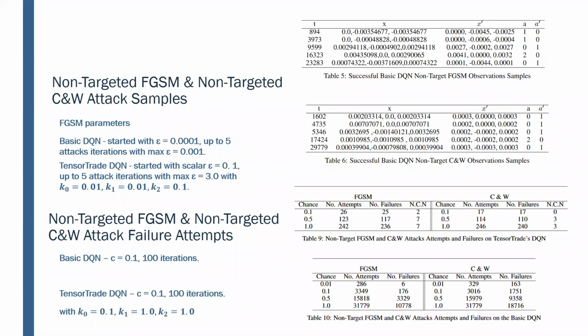Here are the ratios, the failure counts and the attempt counts for attacks at any particular time step. And you can see that for the basic DQN, the attack failure is much lower than for a more complicated DQN like TensorFlow and TensorTrade's DQN, which has a much larger action space.